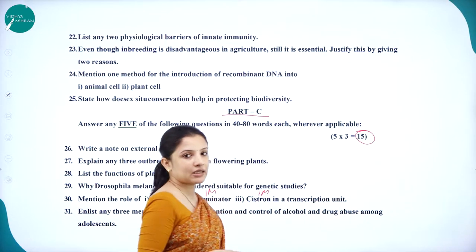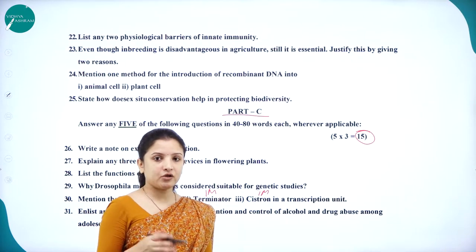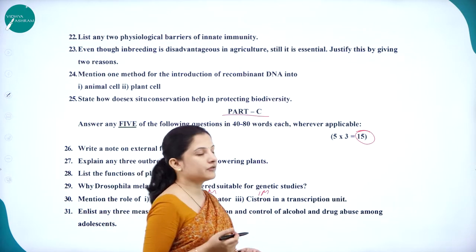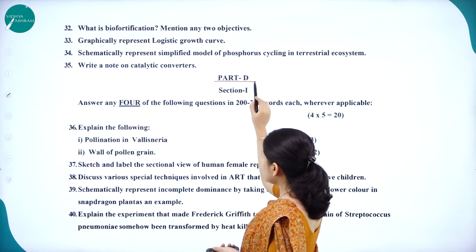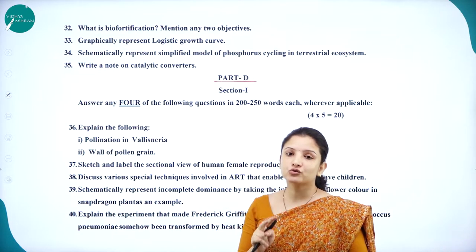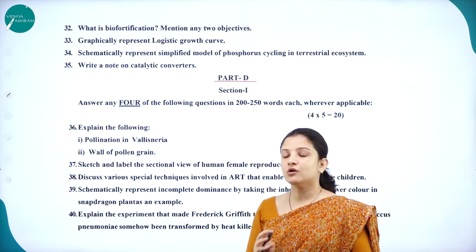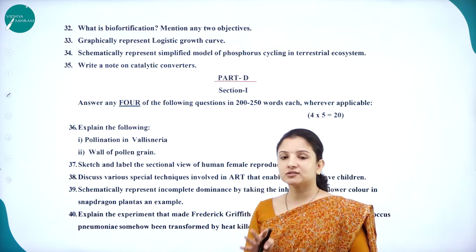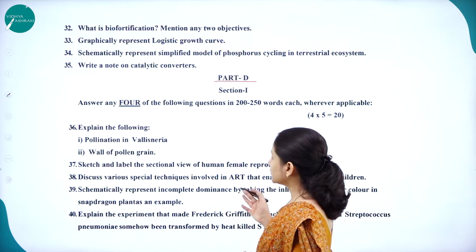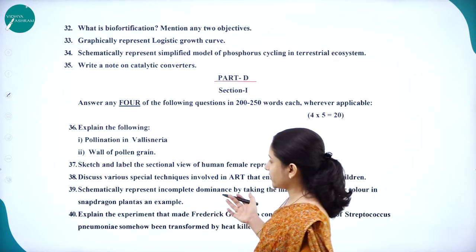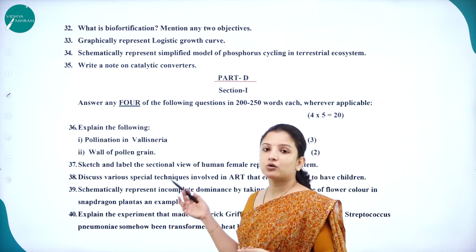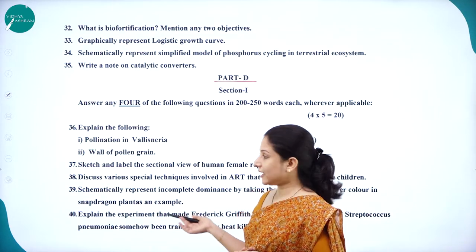Each question carrying 3 marks, wherein out of the 10 you have to write. Therefore, 5 into 3, 15 marks. Next, moving further, we have part D. In part D, it will be divided into 2 sections, section 1 and section 2. Both the sections also, the questions are for 5 marks only. So here also, you have to answer any 4 out of the given questions. So 8 questions are given. Out of the 8, any 4 you need to answer here.